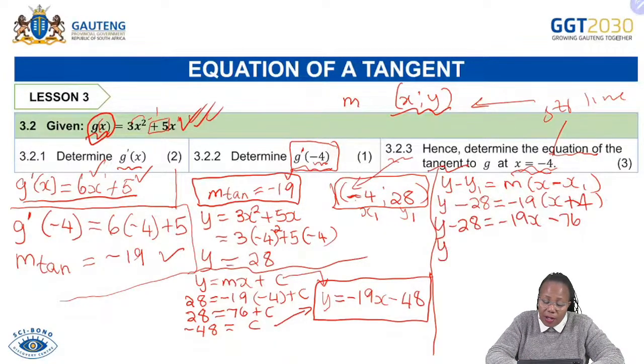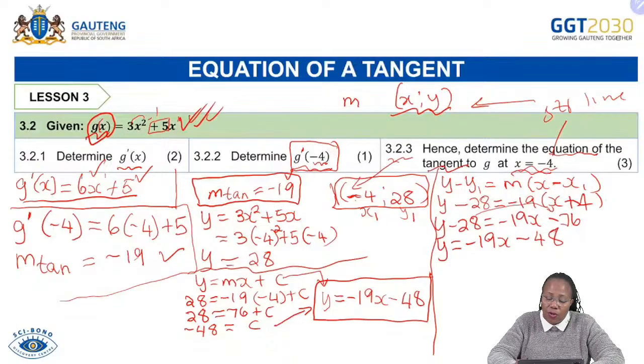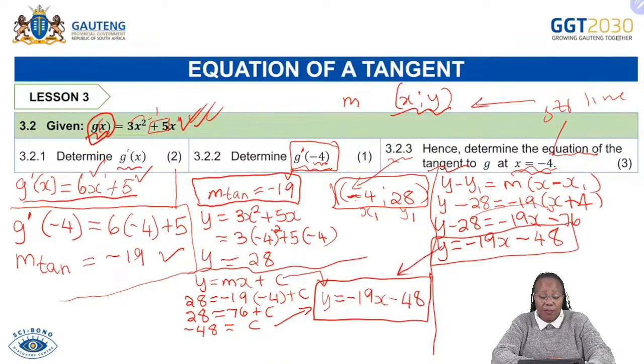And then now we end up with y is equal to minus 19x, minus 76, and the minus 28 to this side becomes positive 28. Minus 76 plus 28 will be a minus 48. So grade 12, basically, these two learners will end up with the same answers.